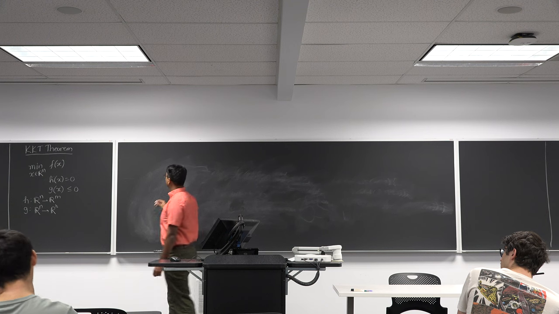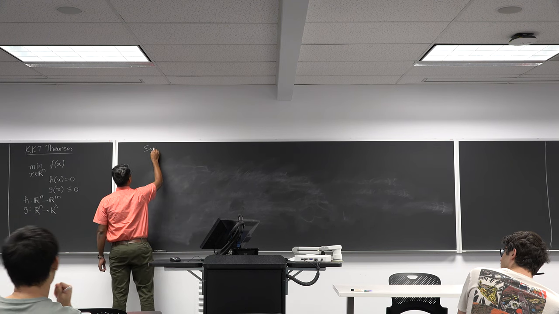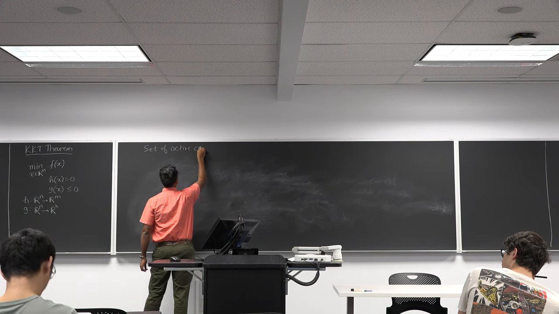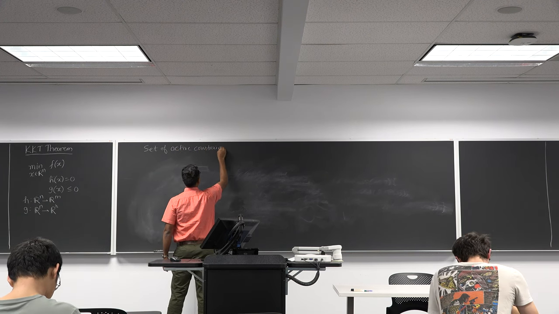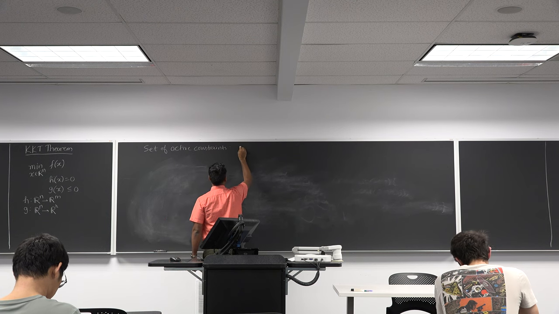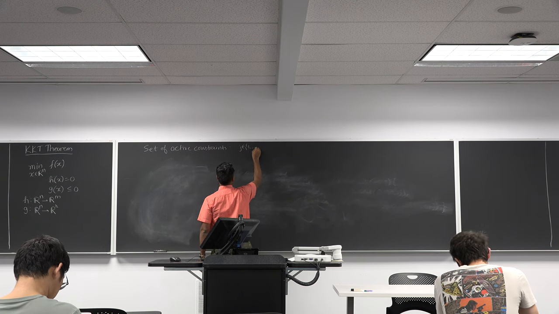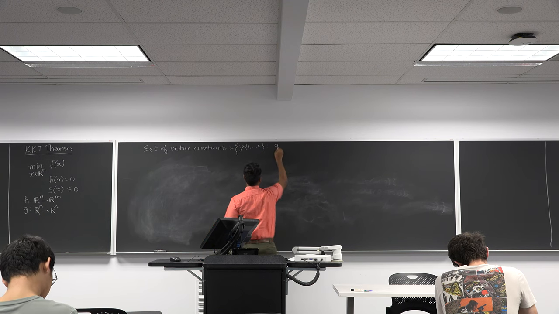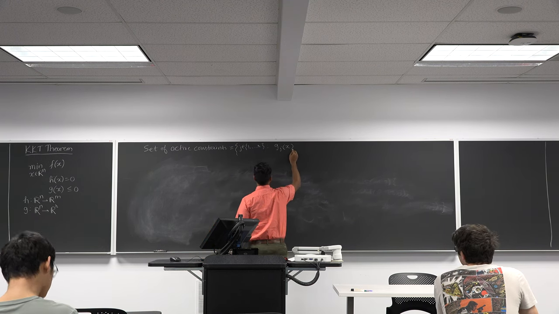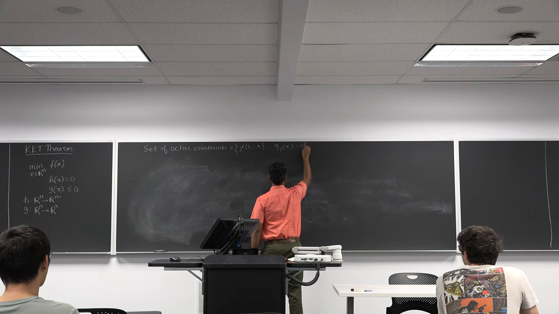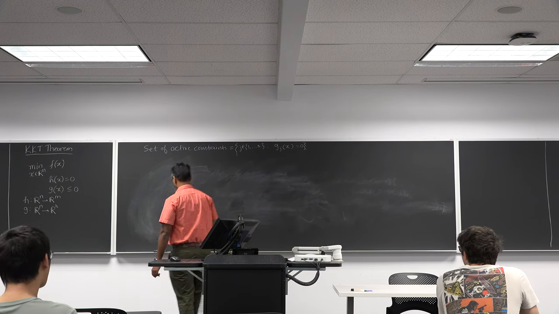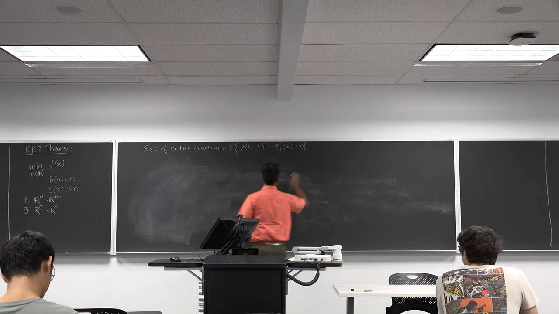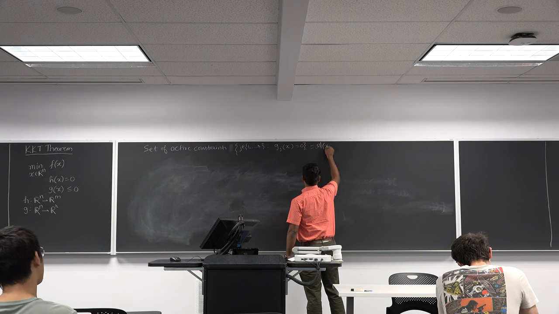So what does the KKT theorem say? In order to introduce the KKT theorem, I'm going to remind you of this set of active constraints: the set of j in 1 to r such that g_j of x equals 0. I have to give it a notation, so let me call this A of x.